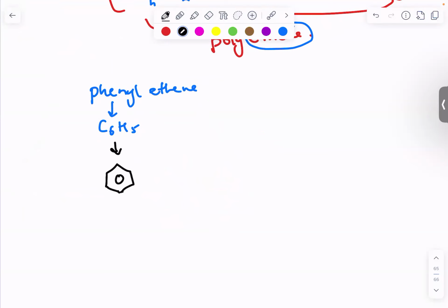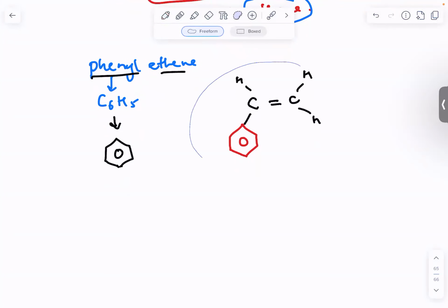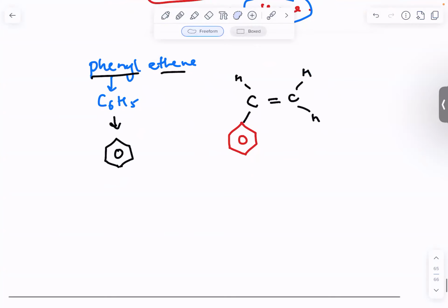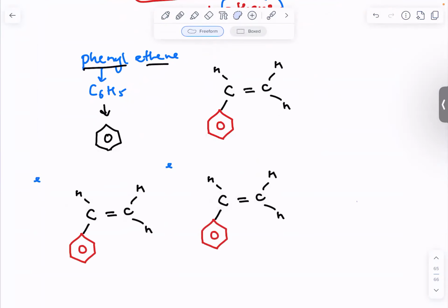All right, so phenylethene. First I'm going to draw the structure of ethene like this. And then beta, I am going to replace one hydrogen with the phenyl group. So here it is, like this. So this is phenylethene. Now again, beta, I am going to take three monomers of phenylethene. I'll copy this and paste, paste, and paste.